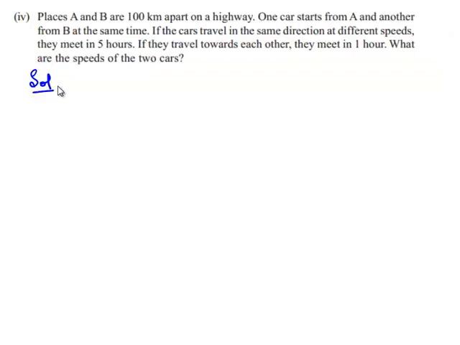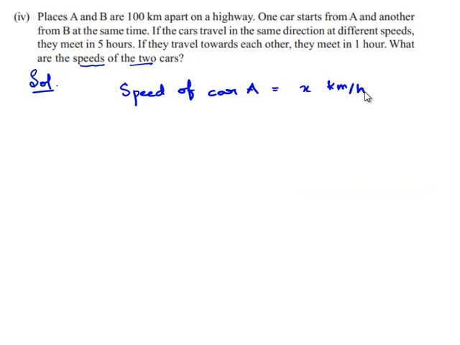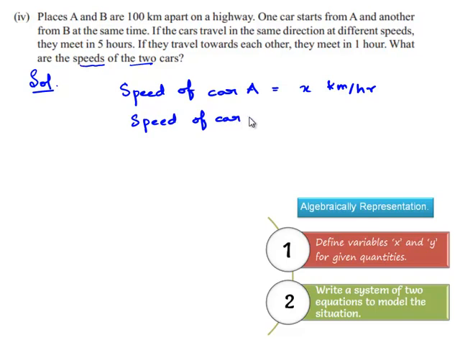So let us work out the problem. In this problem, we are required to find the speeds of the two cars. So let the speed of the car that is starting from A, speed of the car A, be x kilometers per hour, and speed of the car that is starting from place B, that is speed of the car B, be y kilometers per hour.